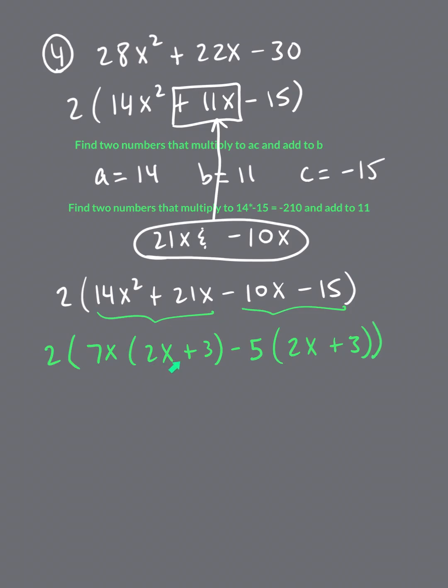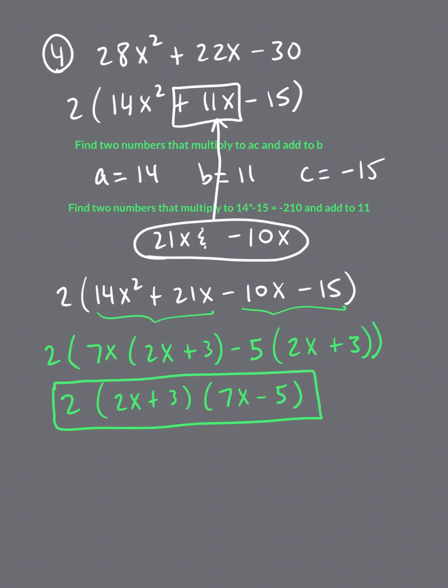We have the same thing in this parentheses and this parentheses, which means that we can factor it out. So our first factor is 2x plus 3, and our second factor is the one we have left, 7x minus 5. So this is fully factored. If we wanted to check it, we could multiply everything that's in these parentheses and then multiply everything by 2 to make sure that we get this original trinomial.